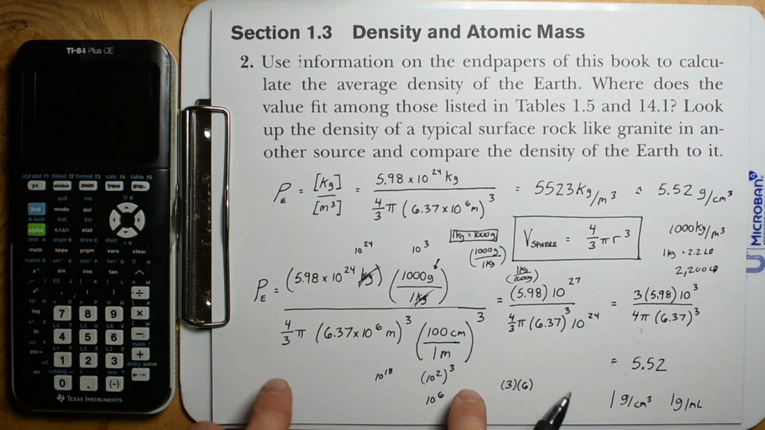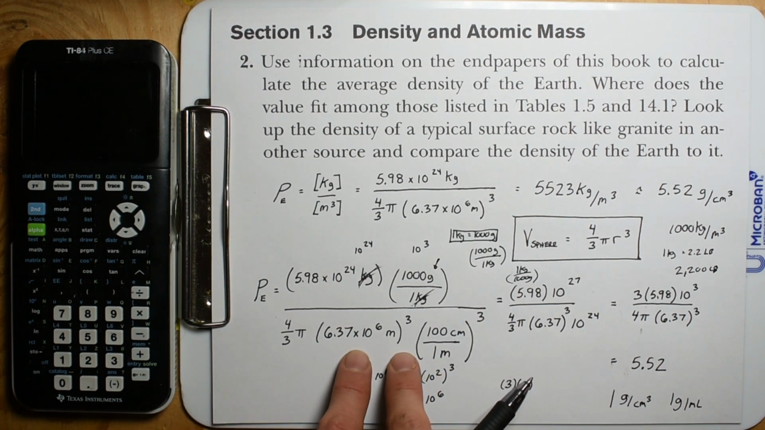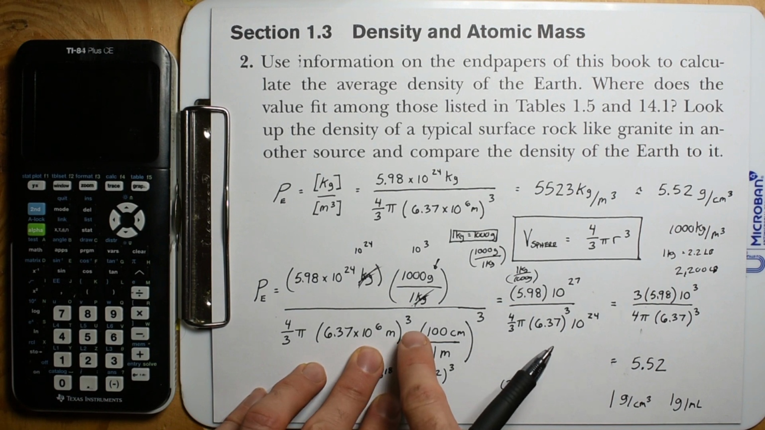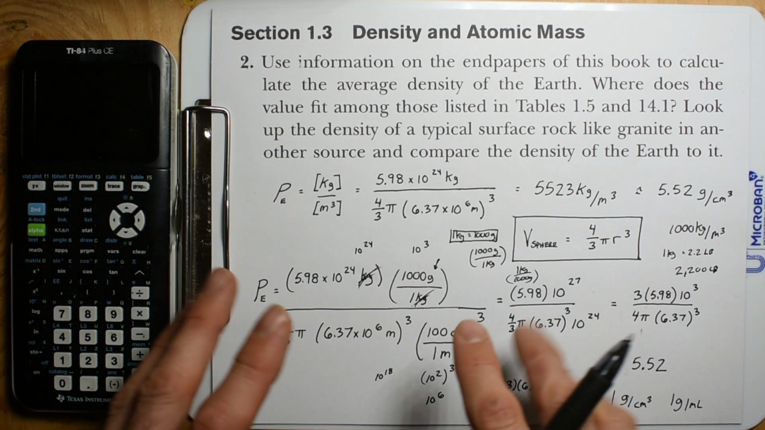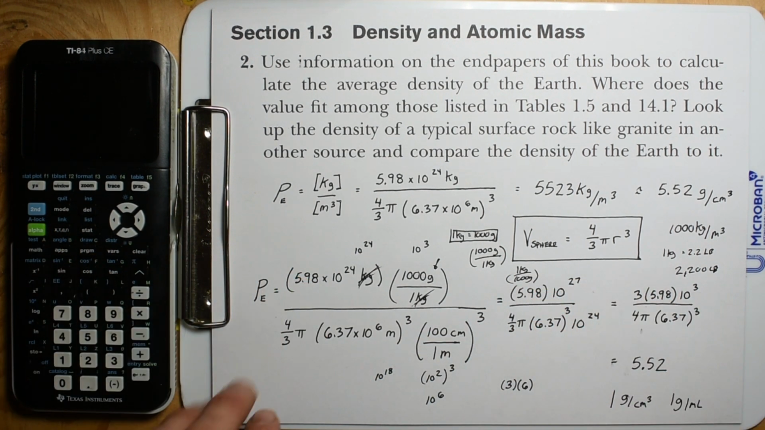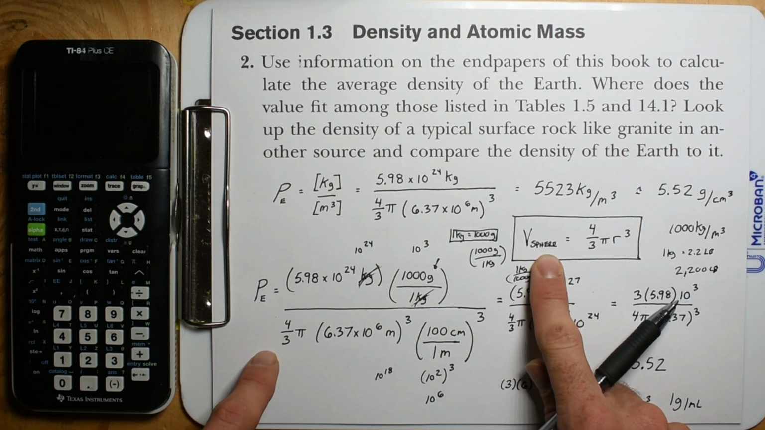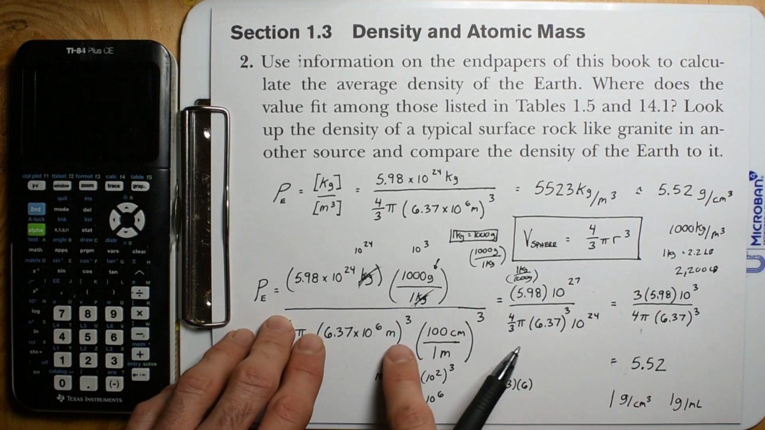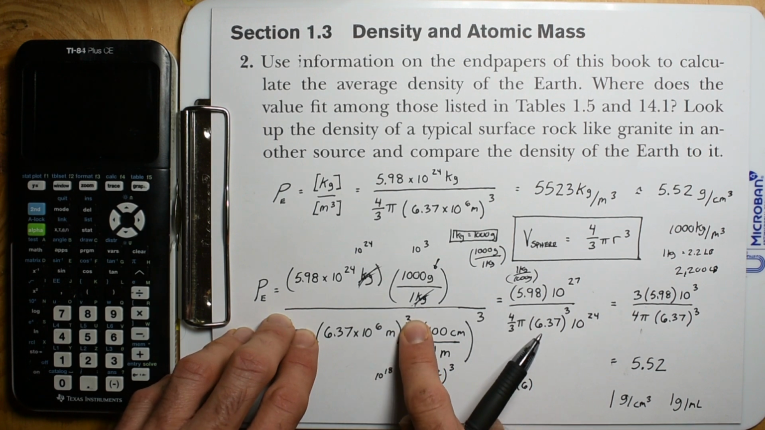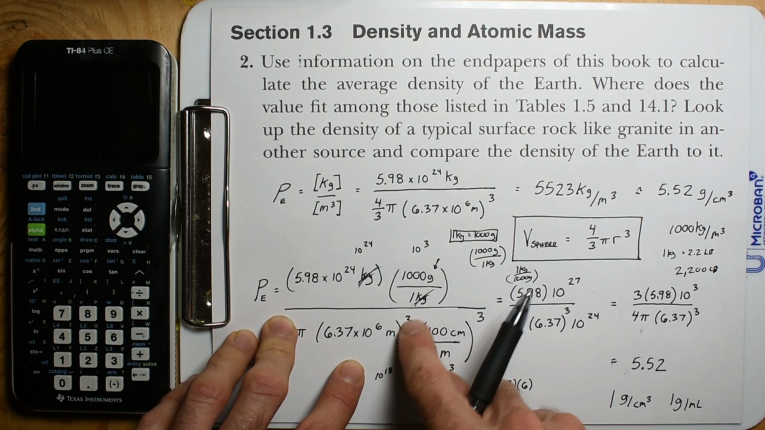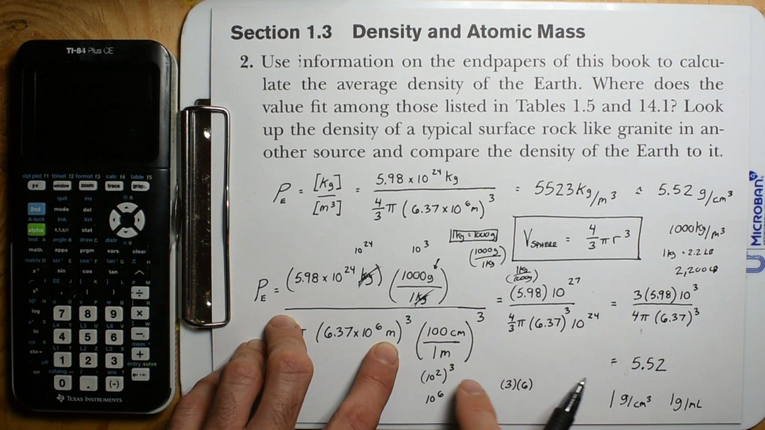Cool. And this problem's a little bit tricky because now we're going to do a factor label method with something that's cubed. I should be slowing down, but we're going to go through this a little bit faster. So we have volume of a sphere, 4/3 pi. We have the radius. We're going to cube it. This is going to give us meters cubed. I think we see that, but we want to convert to centimeters cubed.